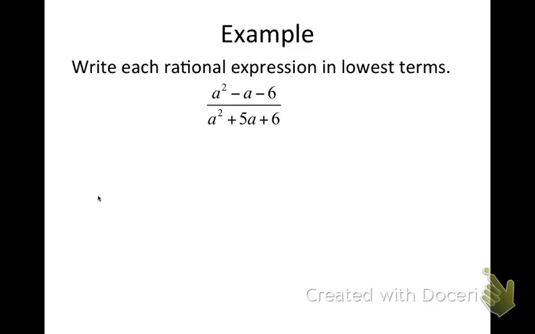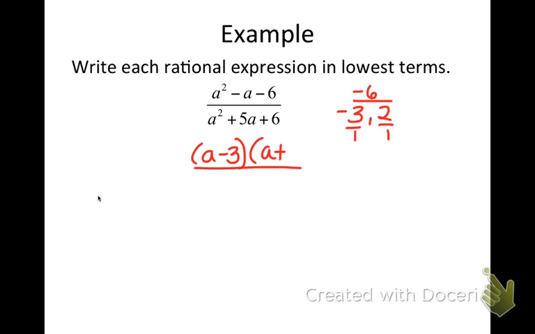So a squared minus a minus 6 all over a squared plus 5a plus 6. All right, so factoring the numerator, my leading coefficient is 1. 1 times negative 6 is negative 6. What are factors of negative 6 that get us to negative 1? Negative 3 and 2. My leading coefficient is 1. So my numerator factors to a minus 3, a plus 2.